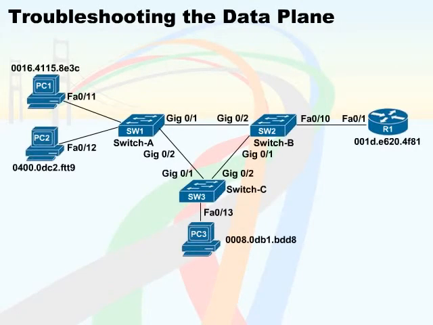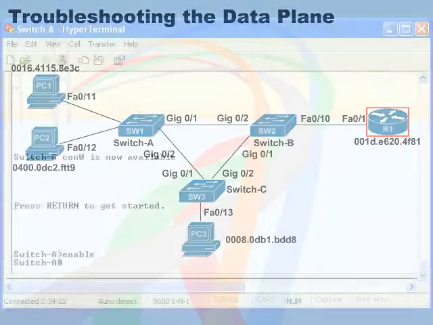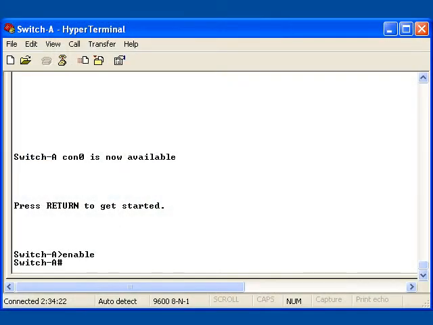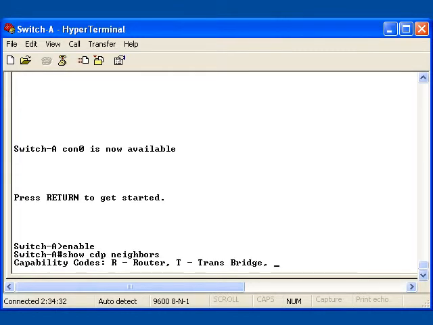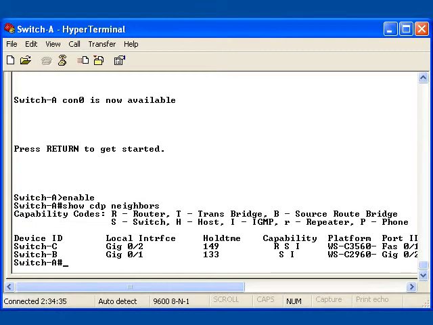Let's consider a network where three PCs, PC1, PC2, and PC3, are not able to ping their default gateway, Router 1. First, check the accuracy of the network diagram by using the show CDP neighbors command for each switch in the network. Notice the output of the command for switch A. This confirms the accuracy of the diagram with respect to switch A.